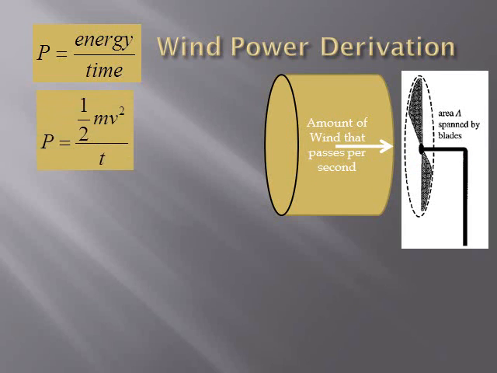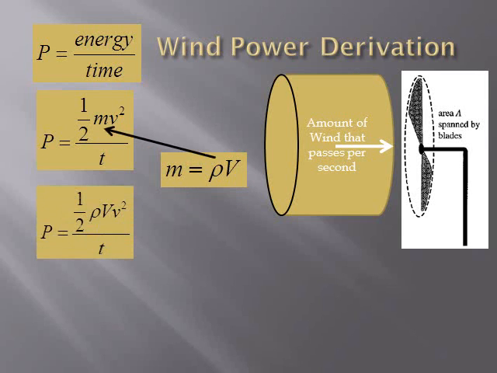So we'll say that 1/2 mv squared is the energy, where the mass is the mass of this little cylindrical chunk of wind or of air that's passing through. How can we calculate the mass of this, because it's air? That's kind of weird. Well, mass we know is density times volume, and rho is the symbol for density. The volume times the density, we'll just substitute in for mass.